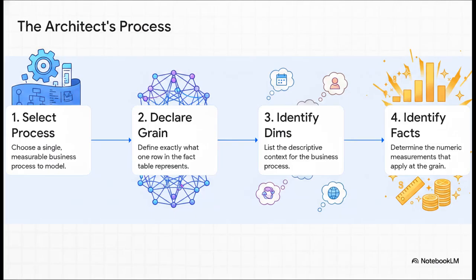This four-step process right here, this is the core engine of the Kimball method. And notice the flow. We always start with the business process, not the data source. Then we define the level of detail we need. Then we add the who, what, where context. And only at the very end do we layer in the numbers. This business-first approach is what makes the final models so incredibly powerful and relevant.